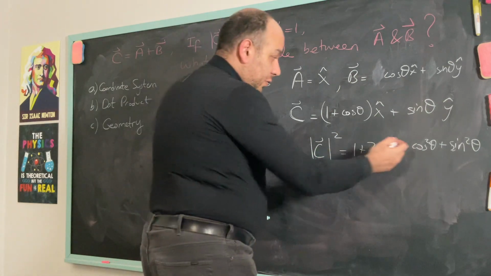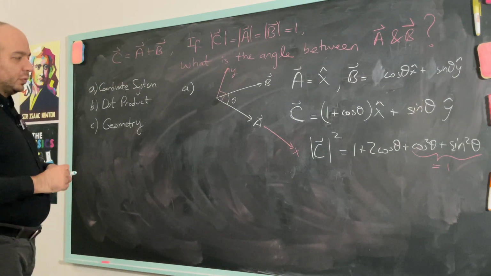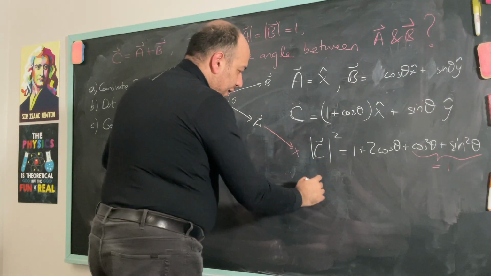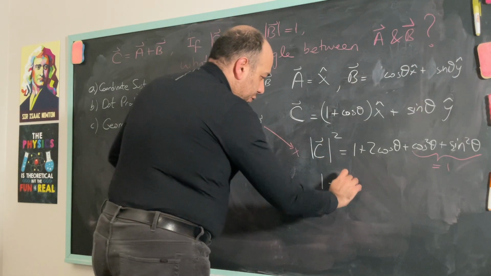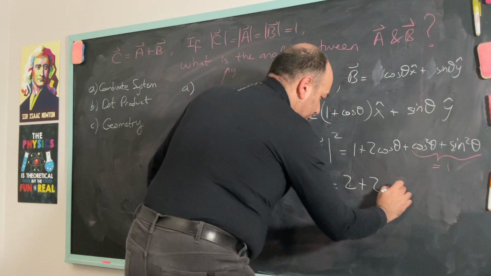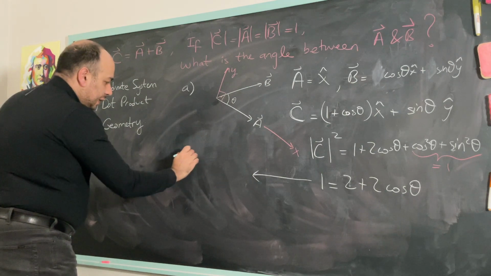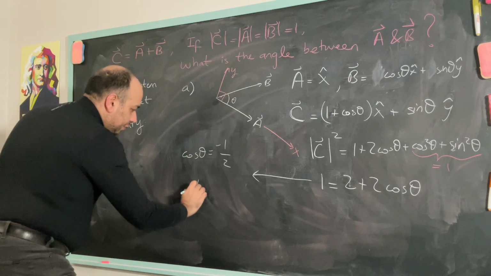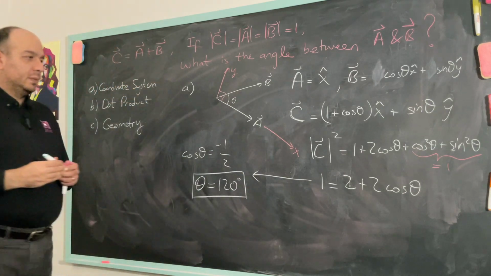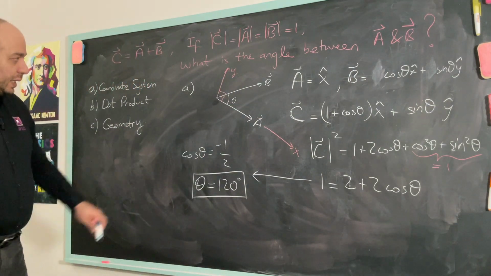From the cosine and sine identities, you know that cosine squared plus sine squared is equal to 1. But I already know that the magnitude of C is equal to 1. So the left-hand side is also equal to 1. So 1 is equal to 1 plus 1, which is 2, plus 2 cosine theta. From here, what I can find is cosine theta is equal to minus 1/2. So theta is equal to 120 degrees. And this is the answer. So using a coordinate system, this is how we can get the right answer.